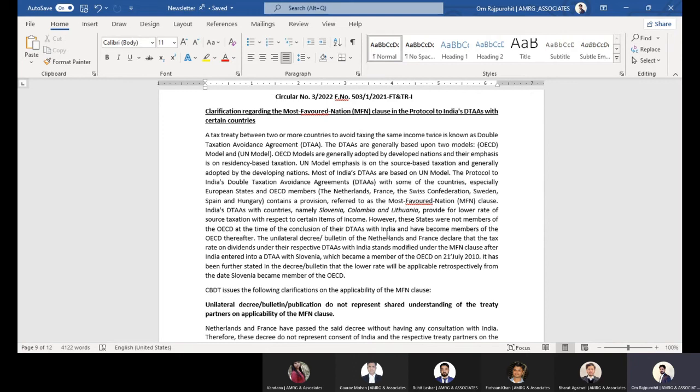It is not only applicable to dividend. It can be applicable to royalty or any other tax rate or residential status. So I'm just trying to give an example. So let me complete this para. If you have any query, then you can ask me again if you don't understand these terms.